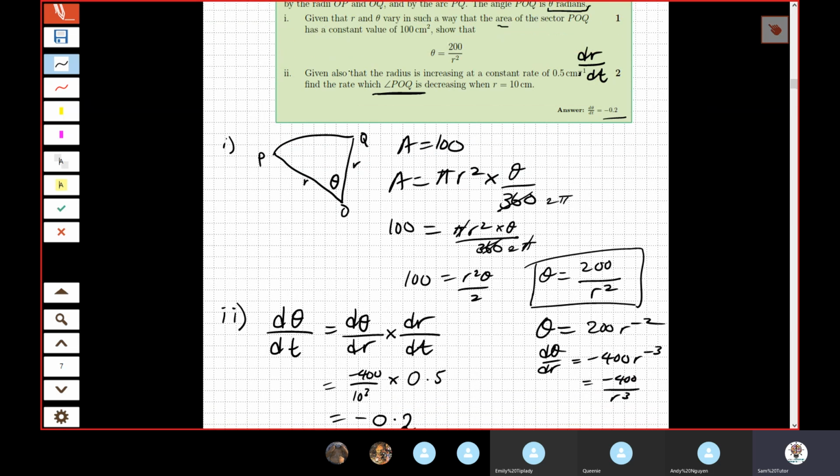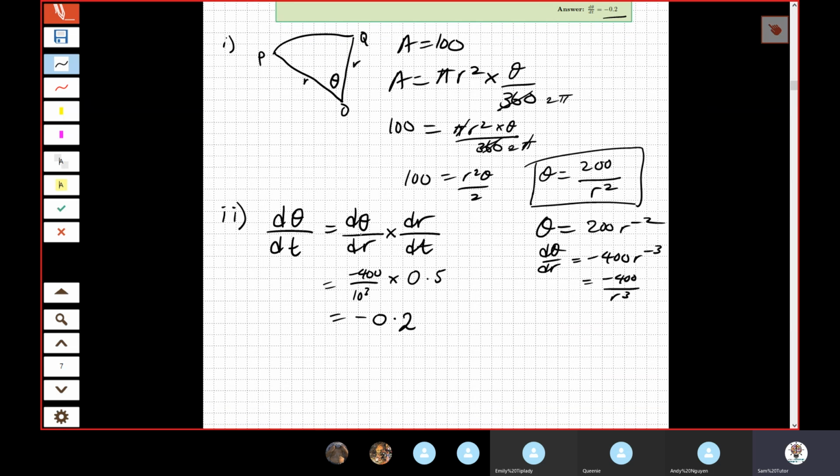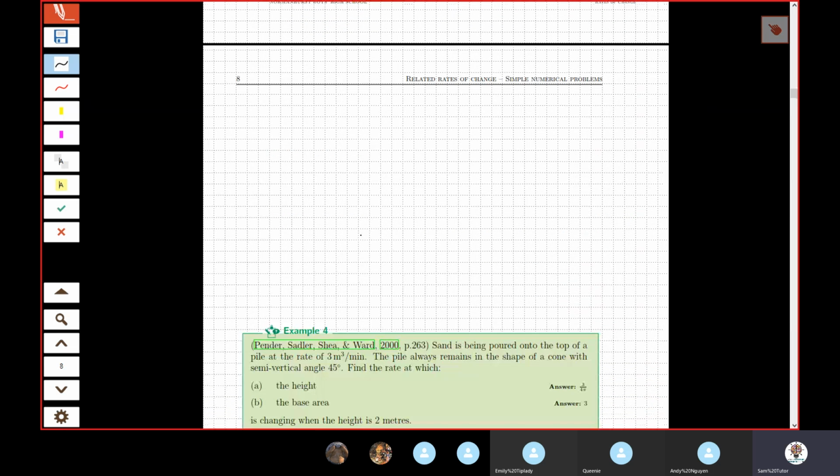And then same with this one. Given also the radius is increasing, all you care about when I'm reading this is radius, rate, 0.5. And then reading again, rate, angle, this. The fact that it's decreasing, you can tell because it's a negative. We already know it's decreasing because it's a negative. It's increasing if it's a positive. That's all the negative tells you, that it's decreasing.